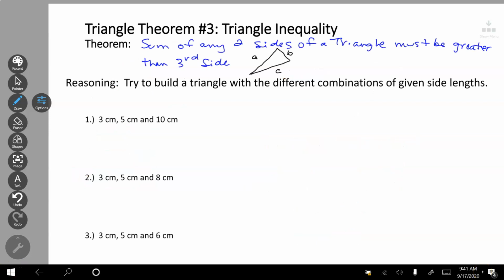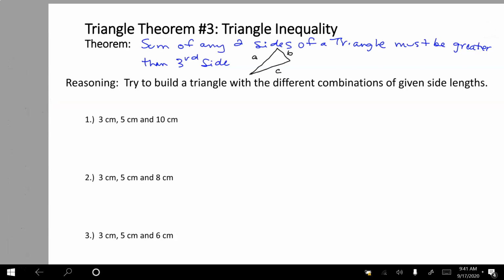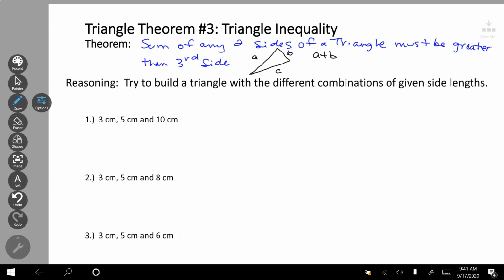Okay, the triangle inequality theorem talks about that not any three sides could be a triangle. You have to have certain things that happen, and that the sum of any two sides must be greater than the third side. Here's a triangle with three sides, side A, side B, side C. So A plus B always must be greater than C. B plus C must be greater than A, and A plus C must be greater than B. That has to always happen.